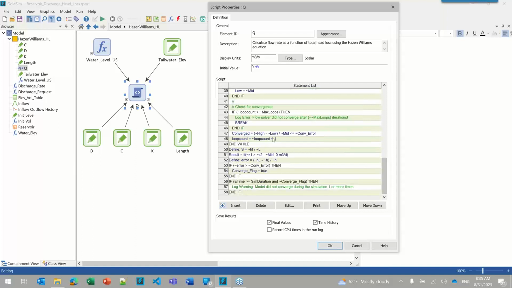It's not really all that complicated, but essentially, once it converges, then it says, okay, our calculated head loss is close enough to what the difference in water levels are. That's going to be our flow rate. So we calculate the flow that way.